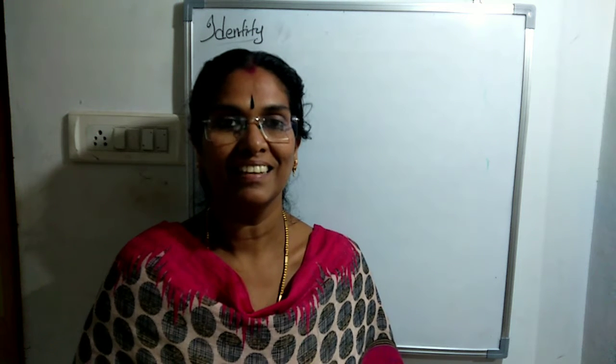Hi students, what did we learn last day? One identity we learned, a new identity: (a + b + c) whole square is equal to a square plus b square plus c square plus 2ab plus 2bc plus 2ca. Today we will learn another two identities.